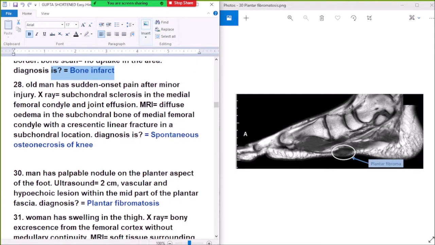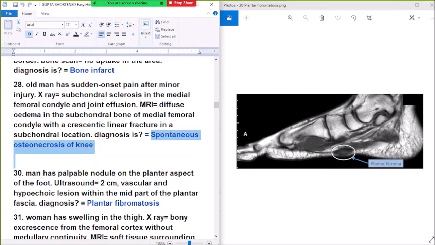Question number 28. An old man has sudden onset pain after minor injury. X-ray shows subchondral sclerosis in the medial femoral condyle and joint effusion. MRI shows diffuse edema in the subchondral bone of the medial femoral condyle with a crescent-shaped linear fracture in the subchondral location. Diagnosis: spontaneous osteonecrosis of the knee. Important is that the man has sudden onset of pain after minor injury. It happens due to minor injury.